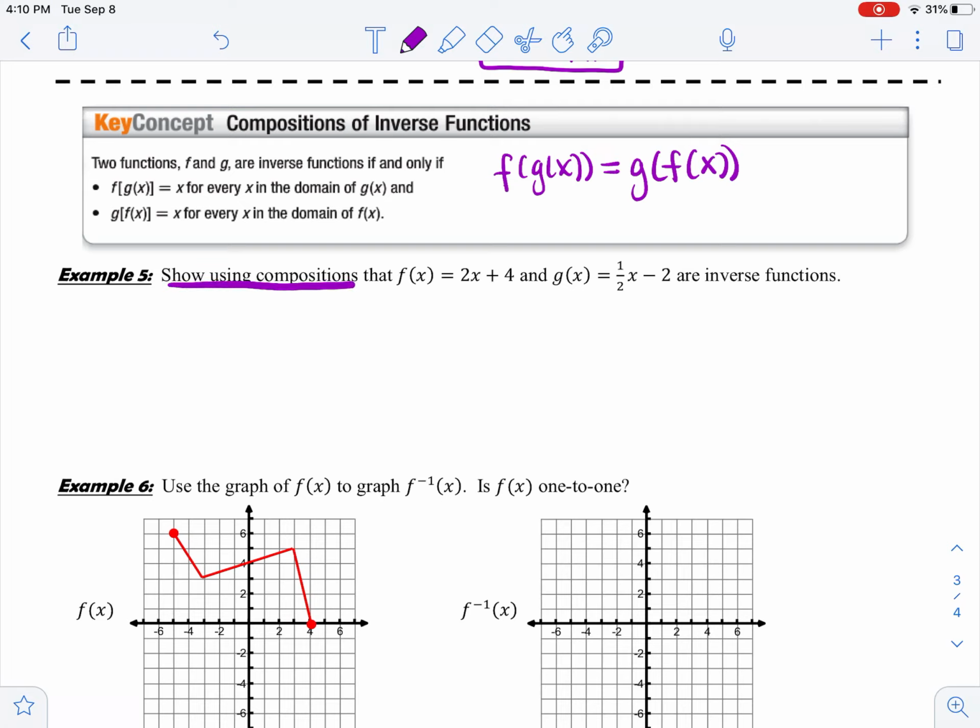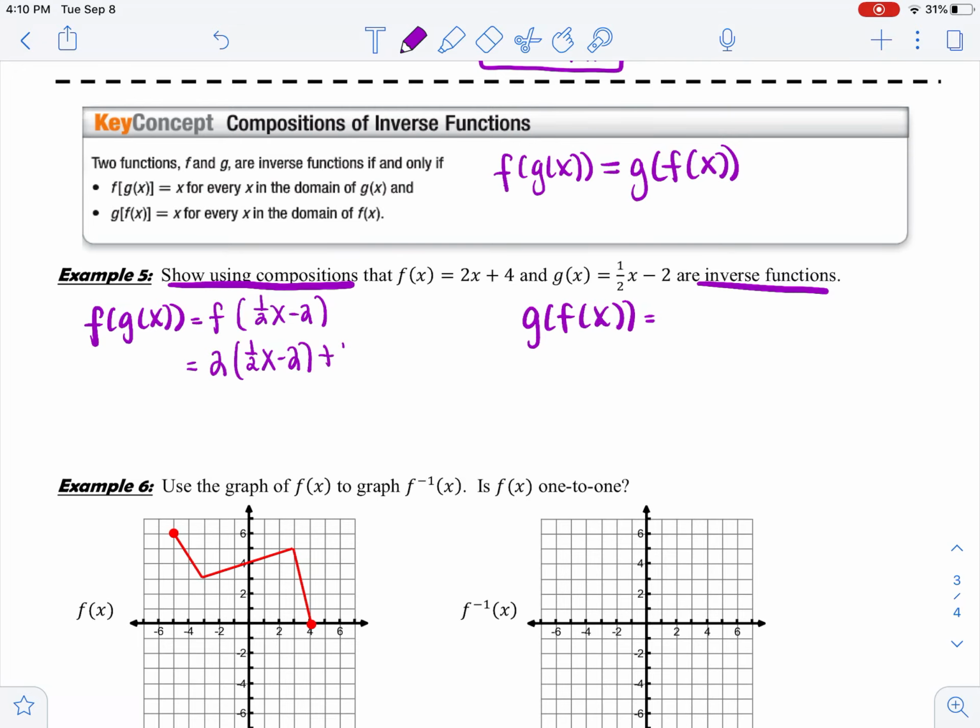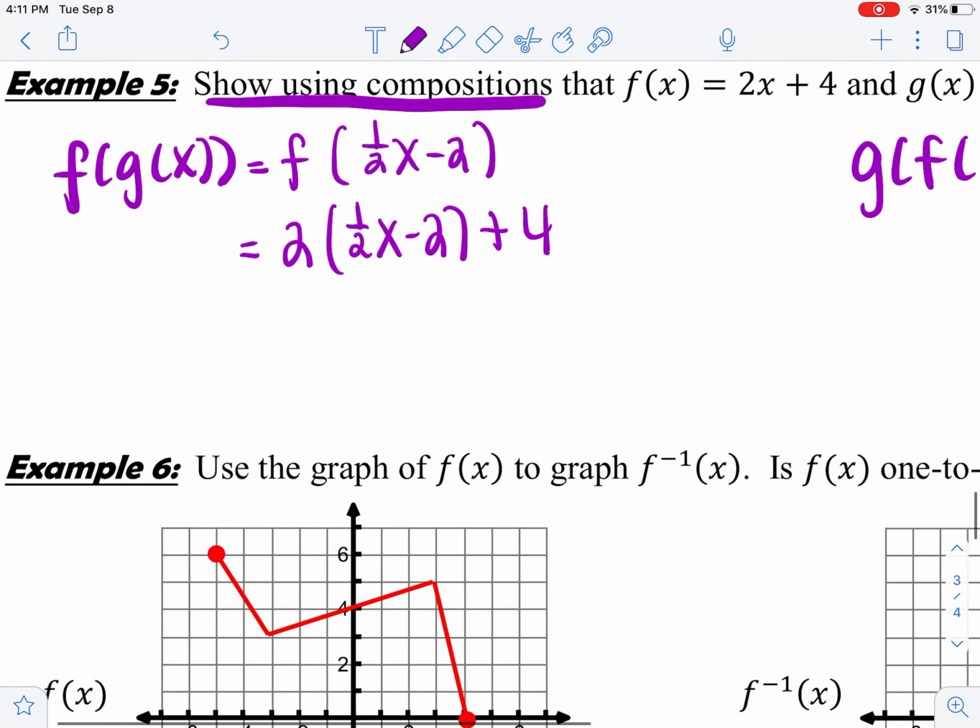So what I'm going to do is if it says show using compositions that they're inverses, I'm going to find f of g of x, and I'm going to find g of f of x, and I'm going to simplify both. All right, so let's start with f of g of x. So I'm going to take f, and I'm going to plug in g of x, which is 1/2 x minus 2. All right, here we go. I have 2 times 1/2 x minus 2, plus 4.